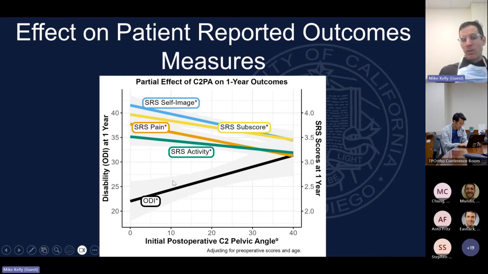This is called a partial effects plot, and this is where we fixed age and preoperative domain scores. And what you see is that as you become more forward, you have a detrimental effect on all of these, right? Rising ODI is bad, falling SRS scores is bad. And all of them are affected by forward sagittal plane alignment, even self-image, because you can't stand up normal.